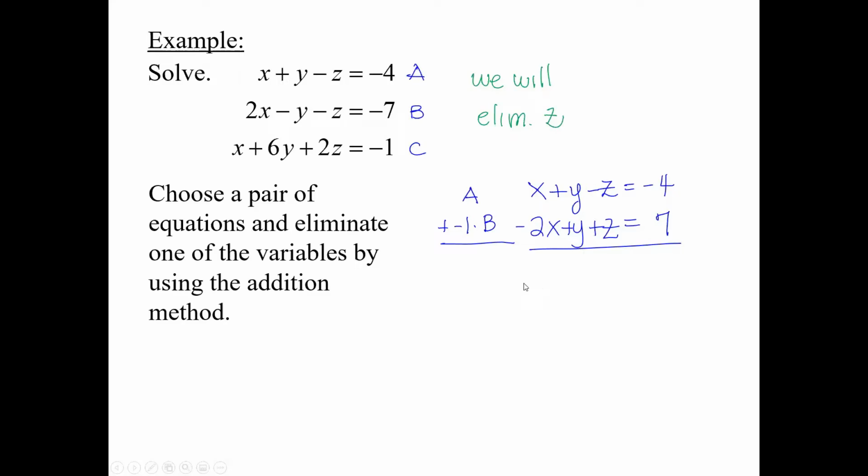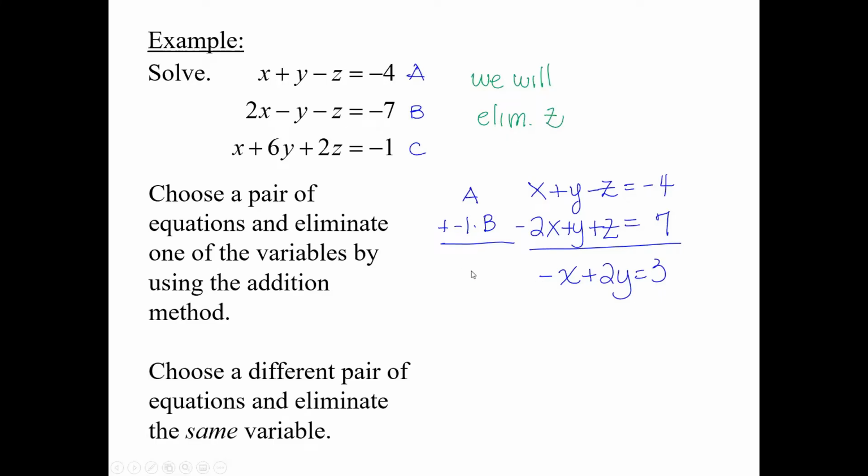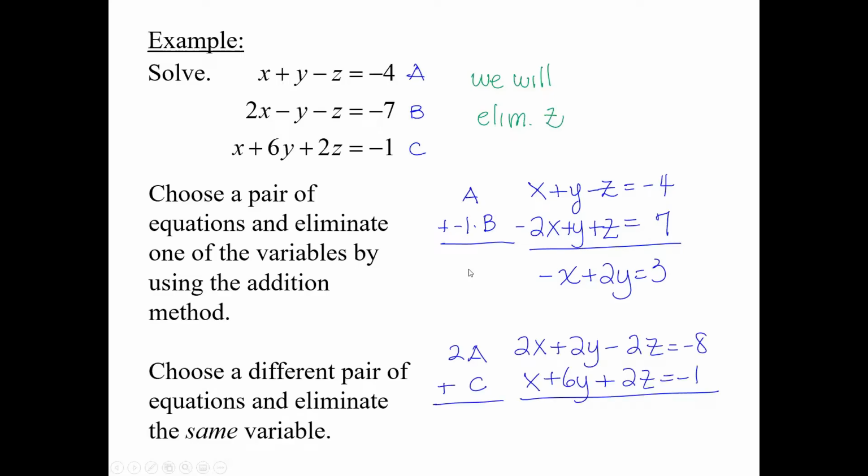So we've eliminated z, leaving us -1x plus 2y equals 3. I would call this equation 4. They're going to call it equation D. Actually, they're probably not going to call it. Now, the next thing they do is they pick two different equations out of these three.